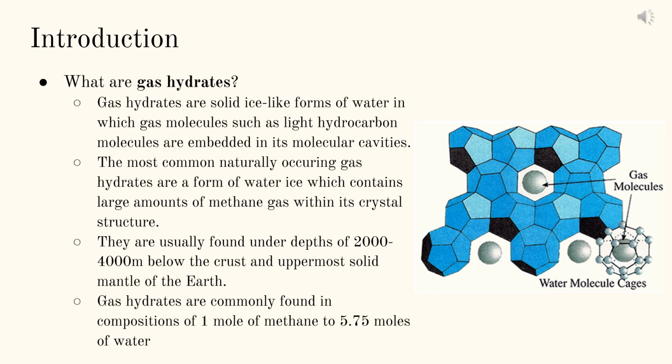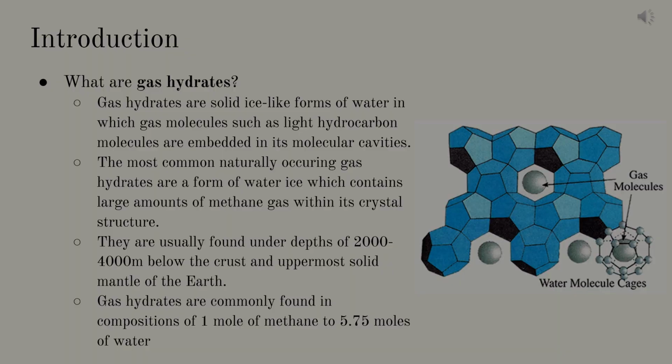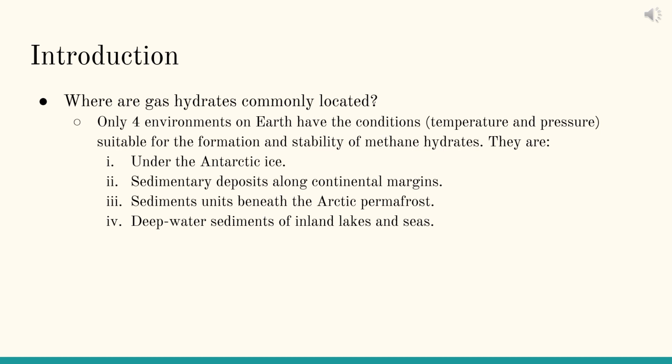They are usually found under depths of 2,000 to 4,000 meters below the crust, as well as the uppermost solid mantle of the Earth. They are also usually found in compositions of 1 mole of methane to 5.75 moles of water. So where are gas hydrates located?